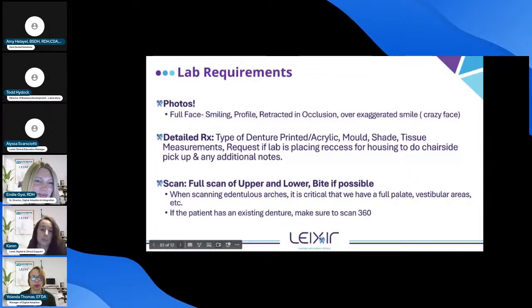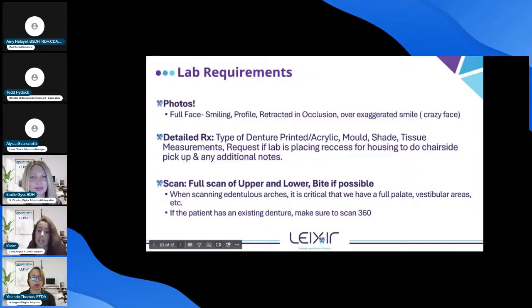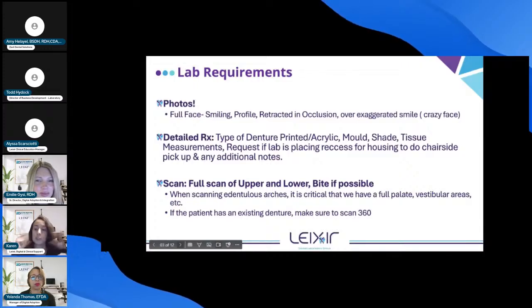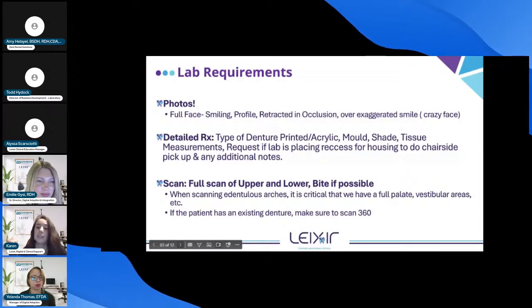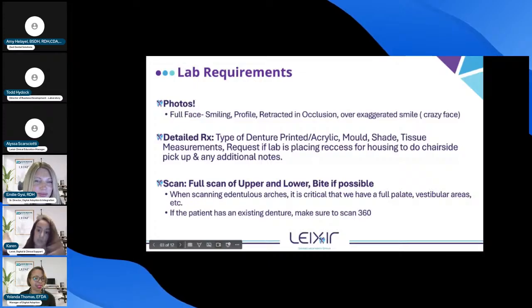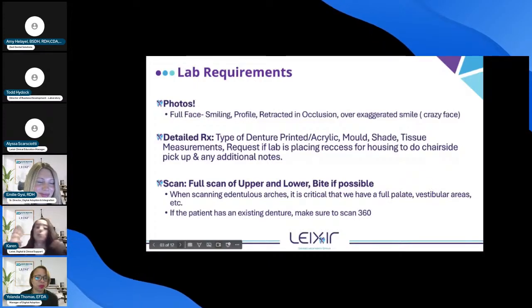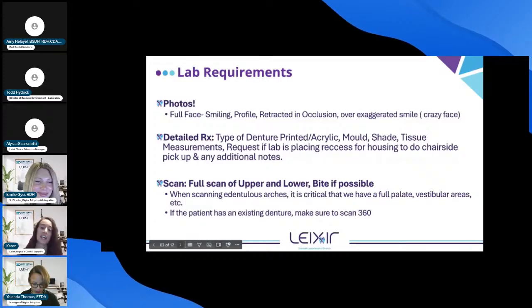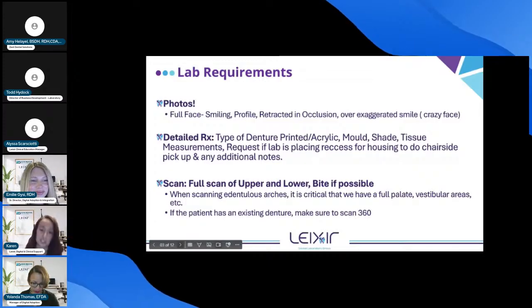We need a patient full face smiling, their profile. We need retracted occlusion with the two retractors pulling each side. And then what I like to call the crazy face, the over-exaggerated smile where you can see the patient's huge, big mouth, all their teeth as much as possible. And we need that for the transition line.